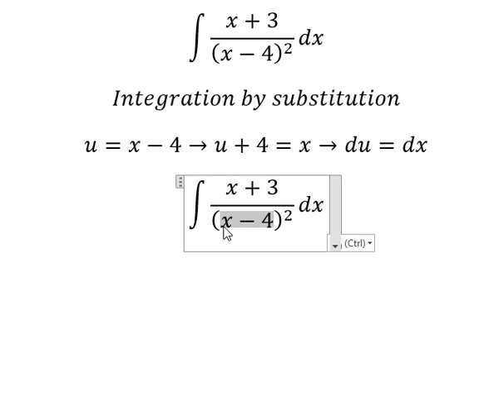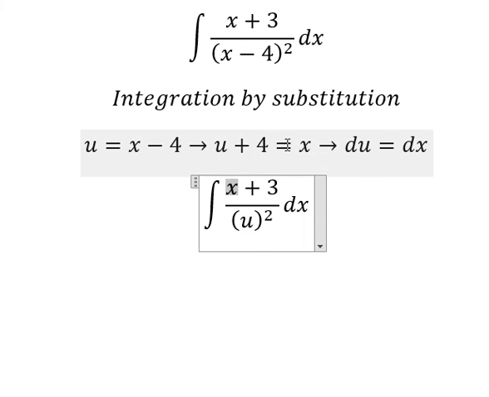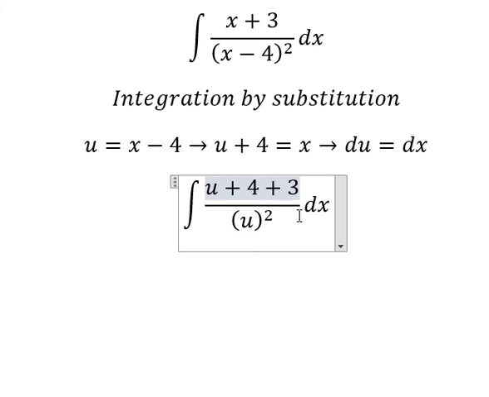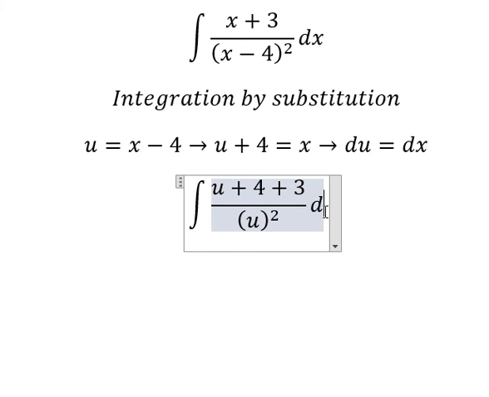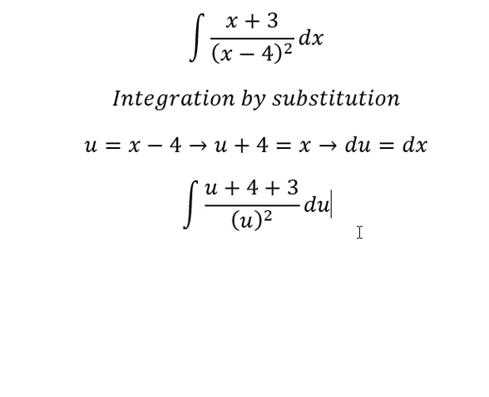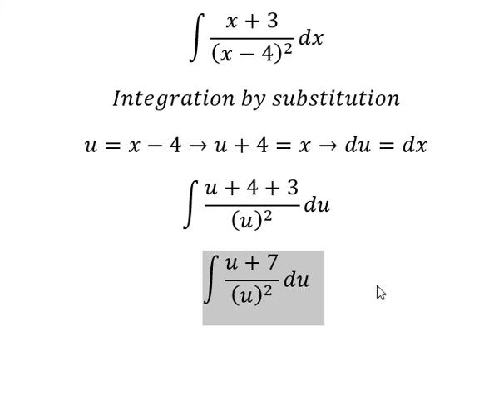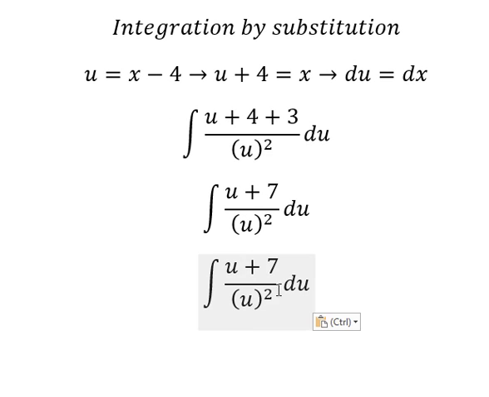So we change this one into u. x we change by u plus 4. dx we change by du. 4 plus 3 is 7. u divided by u squared, we get 1 over u.